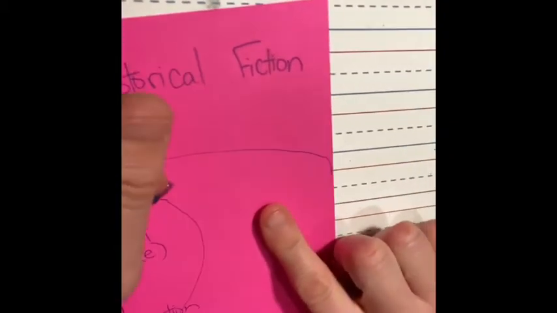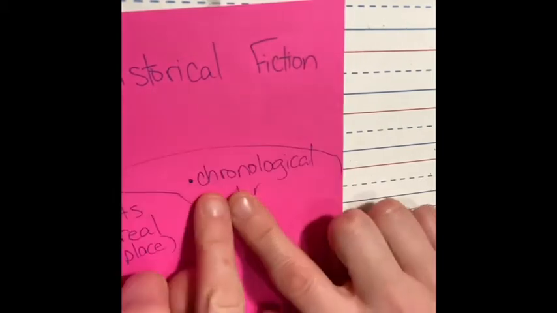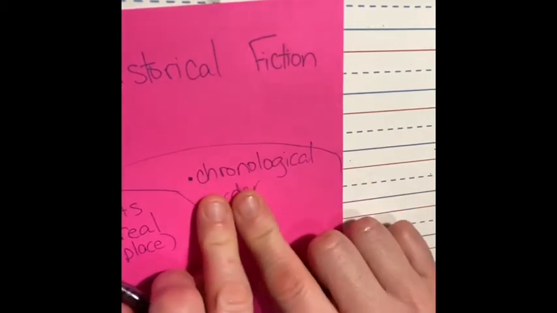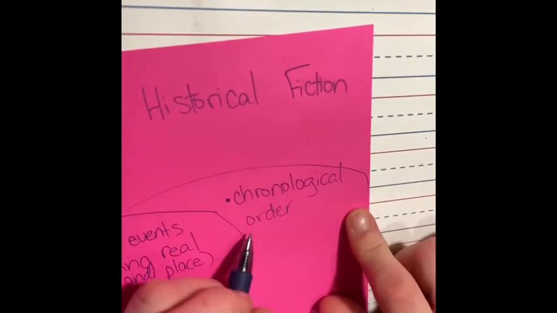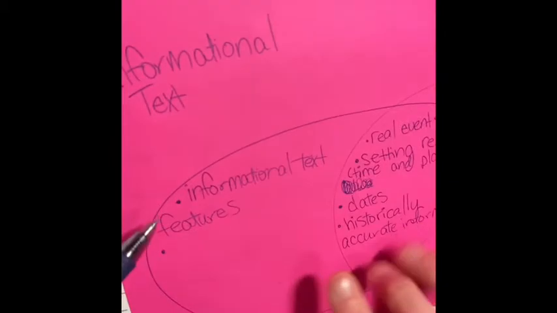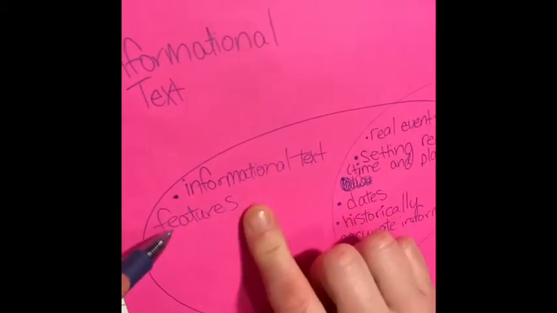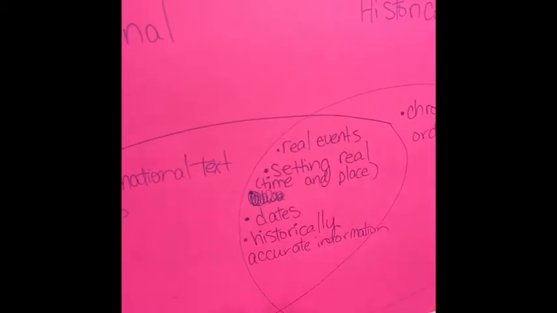Whereas historical fiction is a story. Remember chron from last week? Time order. So historical fiction is a story told from beginning to end in the time order, not necessarily like the informational text features that we found. How else are they different? Can you think of any other ways that they're different?